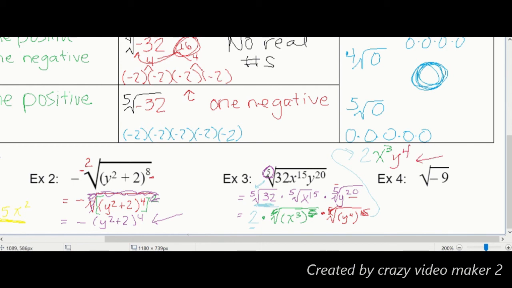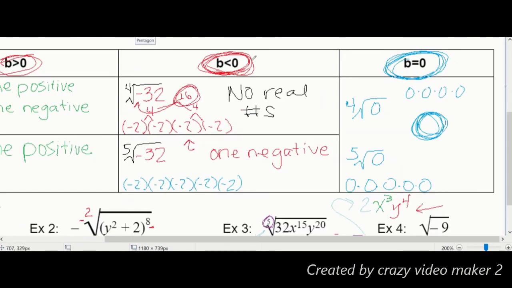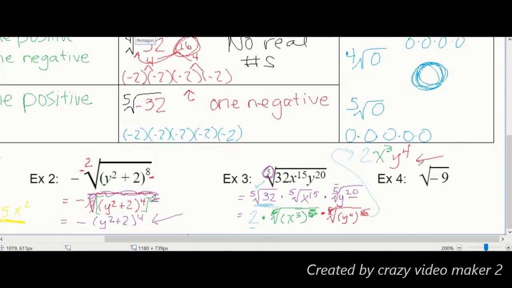Now our last one, this one's a little bit easier. If you look at this one, we have a negative underneath. Whenever we have a negative underneath, we're going to have to look at our columns where we have that negative. It tells us if b is less than 0, which we have with -9, and this outside index is an even number, which it is, that invisible 2, that means we end up with no real numbers. So because we have that invisible 2 out here, and we have a negative on the inside, our solution is no real numbers.